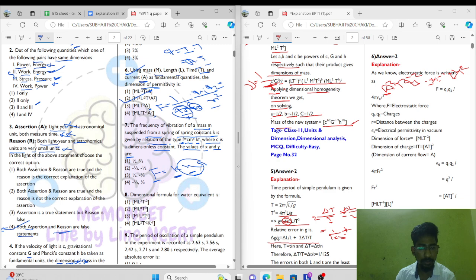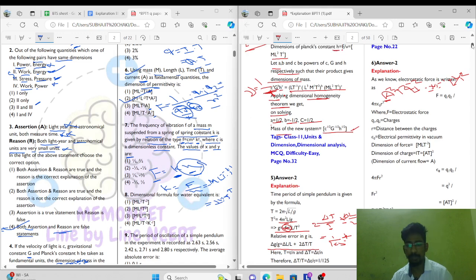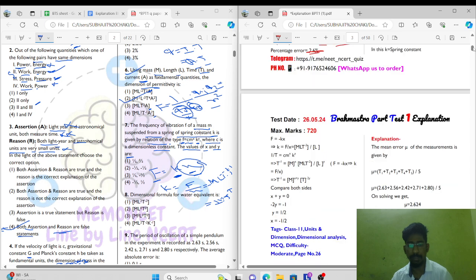First of all, calculate the dimension of k. k equals F by x, that means ML T minus 2 L minus 1, right? It will become M T minus 2. So the dimension of k is M T minus 2.